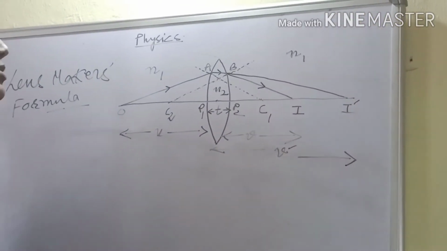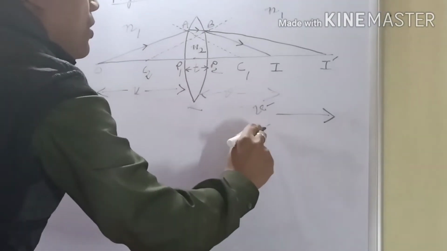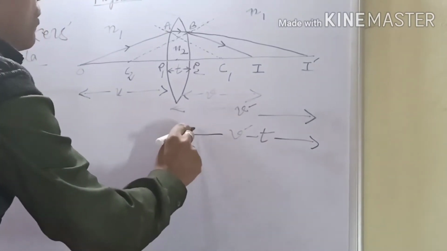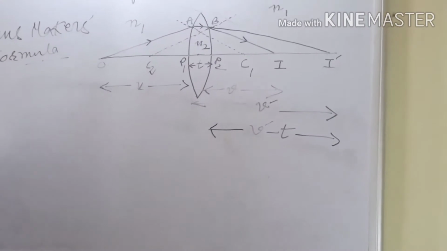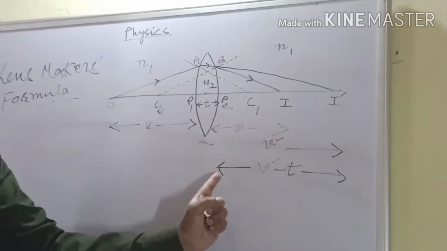Therefore, what will be the distance of I dashed from P2? It should be V dashed minus t. So this is the distance of I dashed from P2. I hope it is clear to everybody: what is V, how much is V dashed, and how much is V dashed minus t.